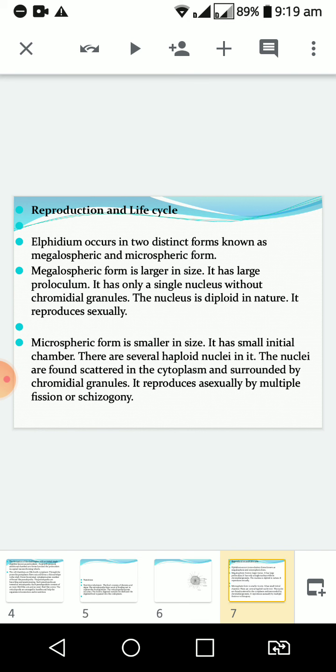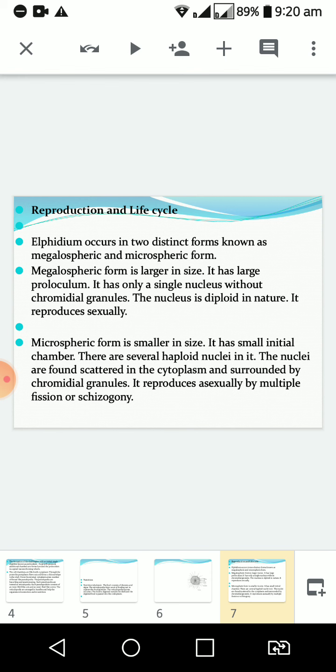So now we go to reproduction or life cycle. In Elphidium there are two distinct forms, megalosporic and microsporic forms. Now we will see the megalosporic form first. What is meant by this?